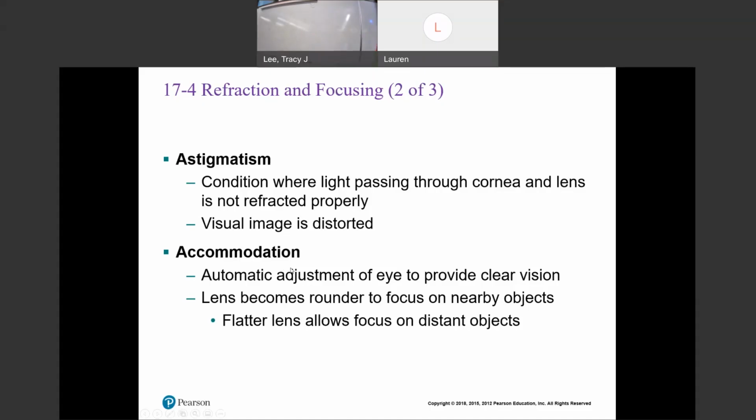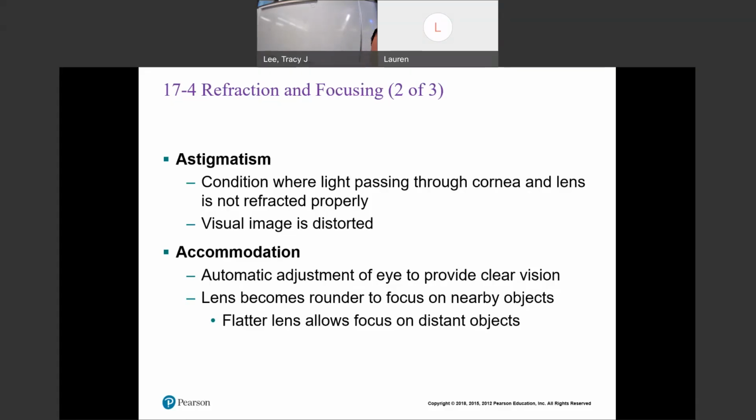Accommodation, this basically means I can see clear far, I can see clear close up. So your eye, your lens makes those adjustments to allow you to focus at all kinds of different distances and when things are at different locations close to your eyes. And again, our lens gets rounder to focus nearby. It elongates to focus farther away. That's really what you need to know.